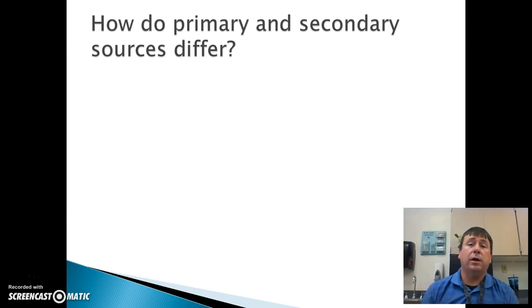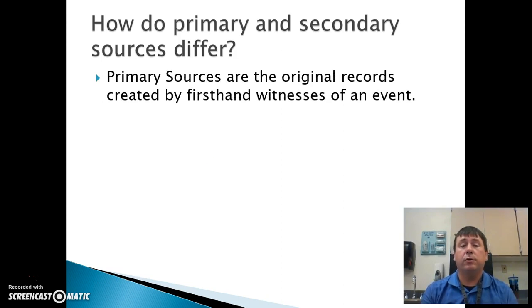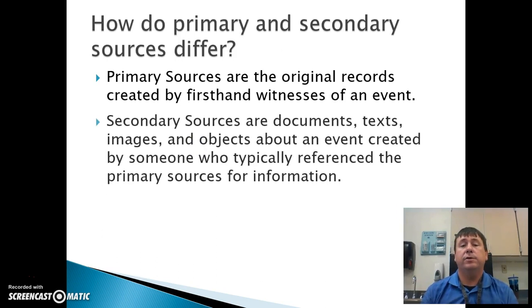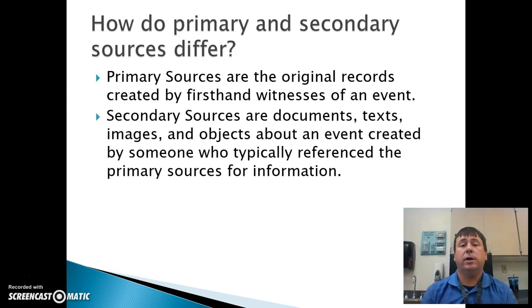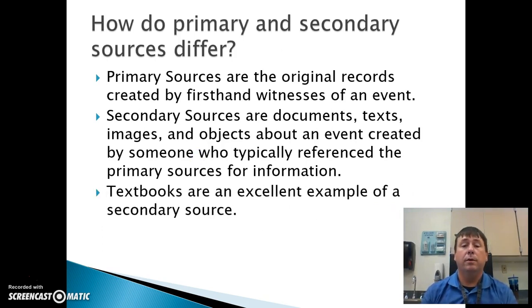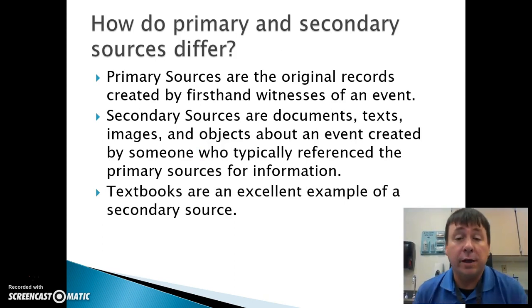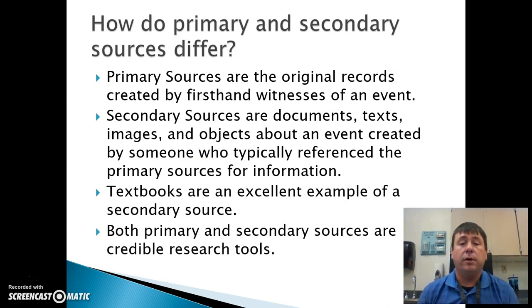Last but not least, how are primary and secondary sources different? Primary sources are original records created by first-hand witnesses of events. Secondary sources are documents, texts, images, and objects about an event created by someone who typically referenced the primary sources for information. Textbooks are an excellent example of a secondary source. The key thing to remember is both primary and secondary sources are credible research tools, so they're viable with whatever you're working on.